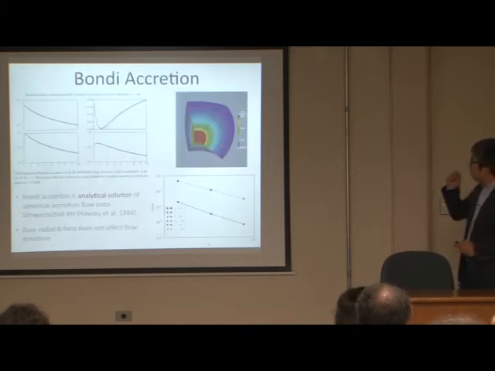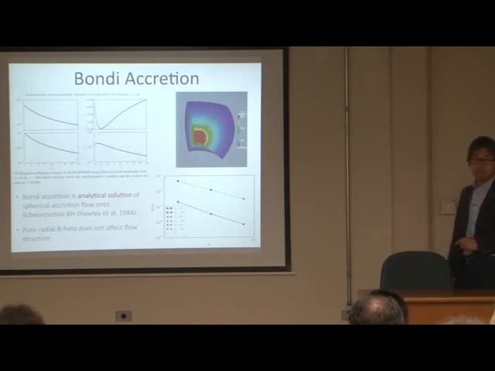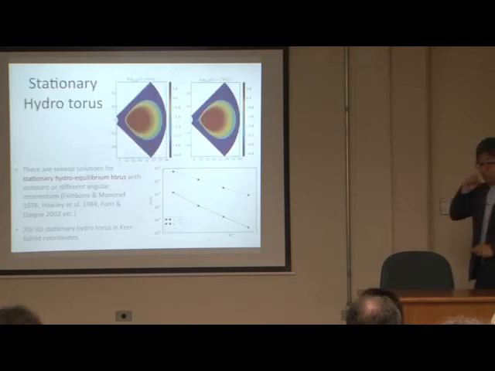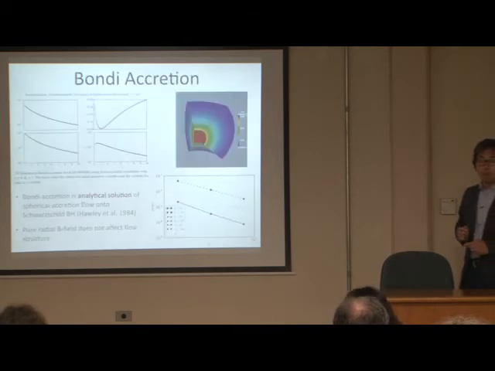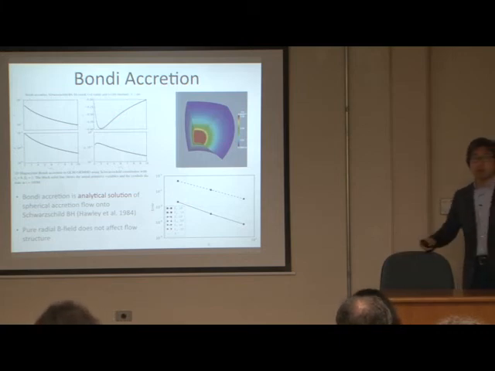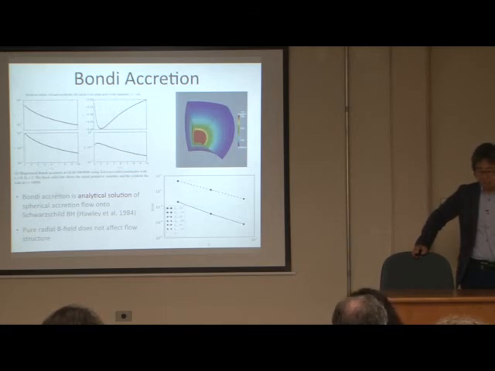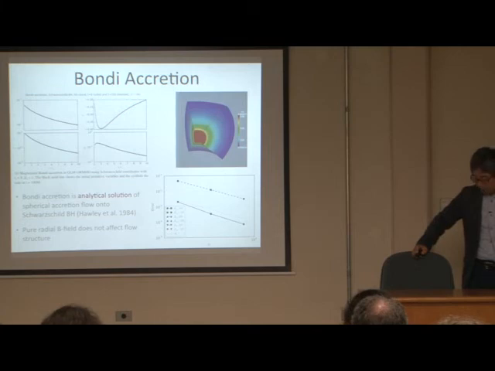This is a 3-dimensional test. We are doing the 3-dimensional Bondi accretion test, and now we show the density. This is stationary. In the case of a fully radial magnetic field, it doesn't affect the flow structure. The Gauss law is satisfied in this case. This is the solution for pure radial, where the divergence of B is different from 0. Yes, it's ideal.